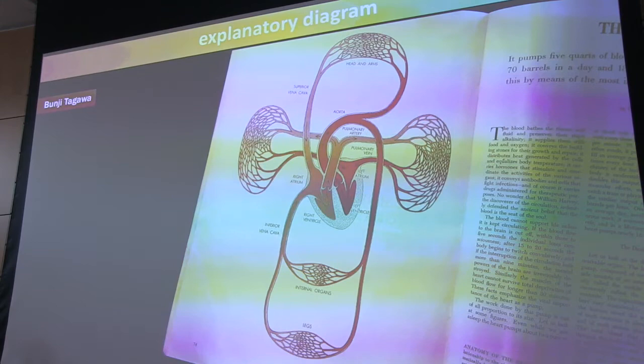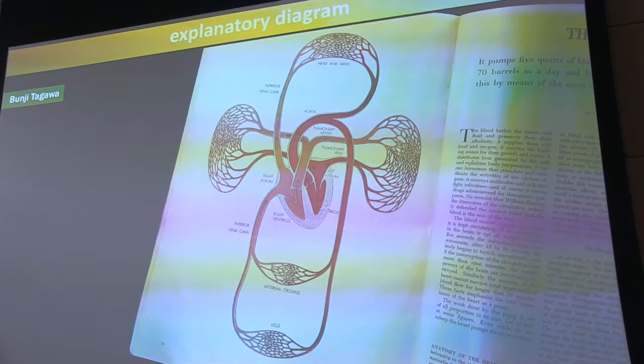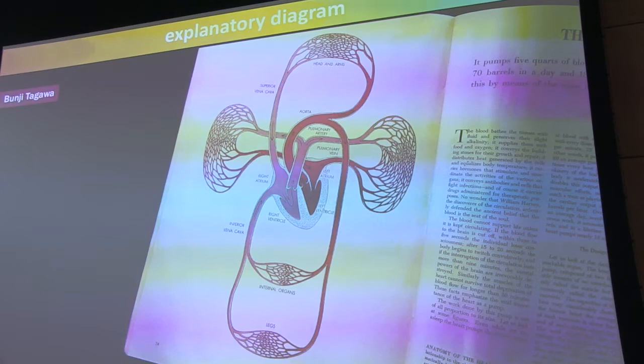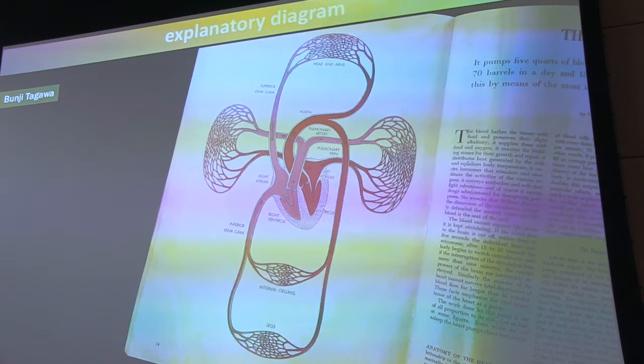And in this example, artist Bunji Tagawa distorts the physical form of his subject to best serve the informational content. This is a variation on a classic schematic representation of the cardiovascular system. Rather than get caught up in the details of a human figure, the information is streamlined in a way that highlights the closed and circular flow of blood through this system.